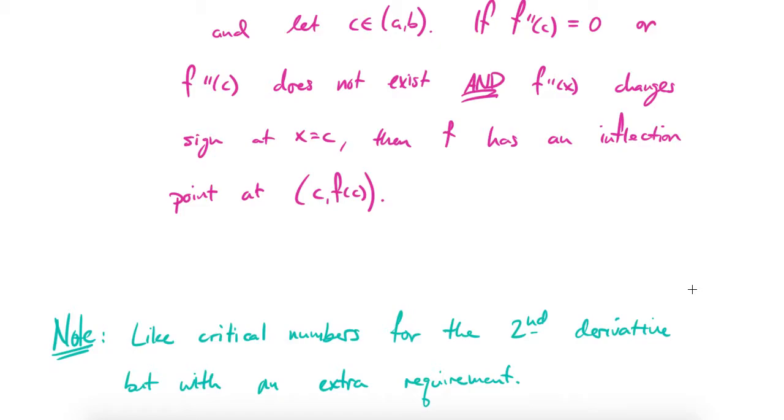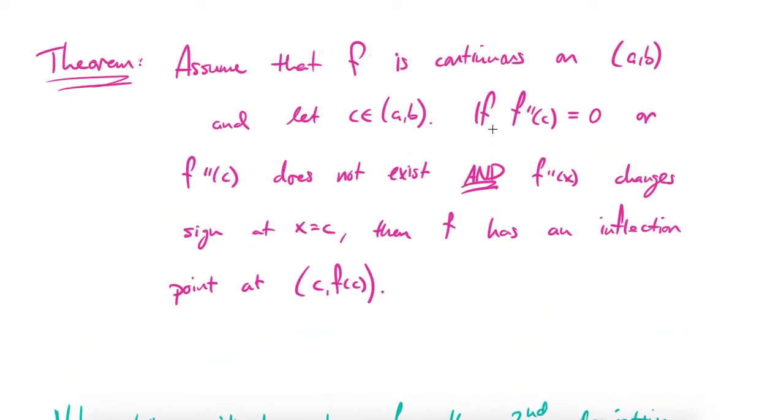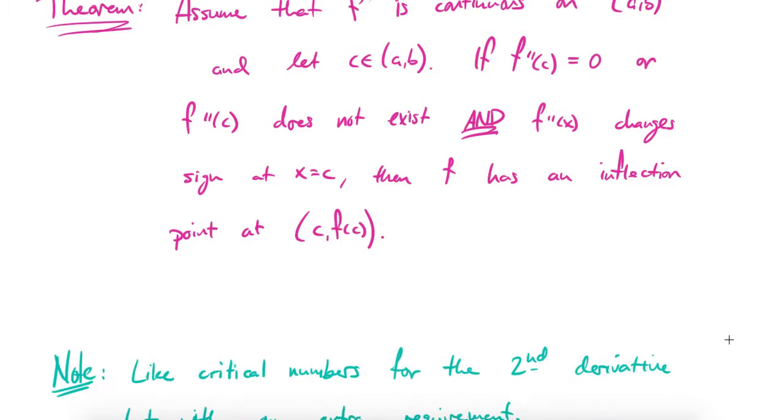A comment about this is that it's a lot like critical numbers. If you know what critical numbers are, they're where the first derivative is 0 or doesn't exist. And that's sort of what this says, right? Where the second derivative is 0 or doesn't exist. However, with the first derivative and critical numbers, you don't have this extra AND condition. That's why I've got it in capital letters and underlined here. You've got this extra condition when you're talking about inflection points.